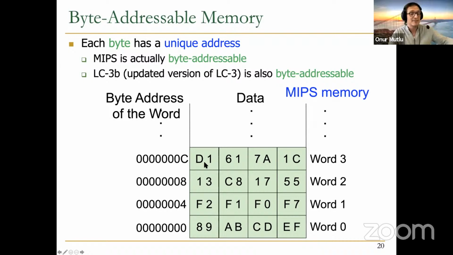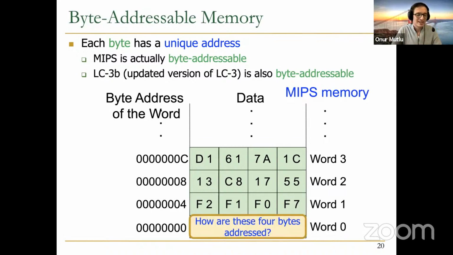And you basically keep incrementing by 4 because each word has 4 bytes. Yes, 4 bytes. And the ISA is byte addressable. Okay, now there's a question over here, which is kind of interesting. How are these 4 bytes addressed?